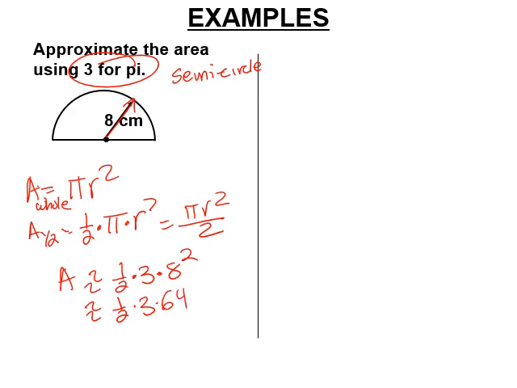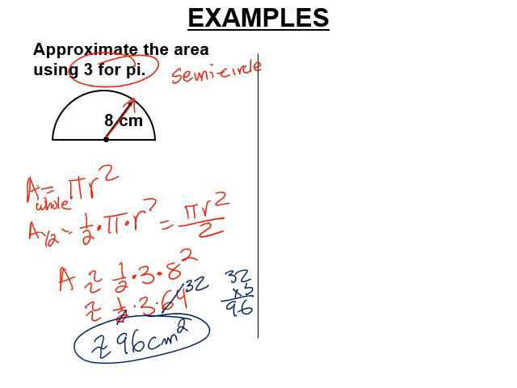Now I could multiply that out in any order I want. Let's cancel. 2 goes into 64 32 times, right? 2 times 32 is 64. So this is going to be 3 times 32, which is 96. Now it's not the exact answer. It's approximate. But so is it if I use 3.14. It's 96 square centimeters.